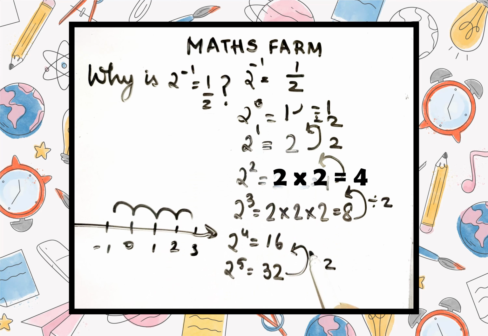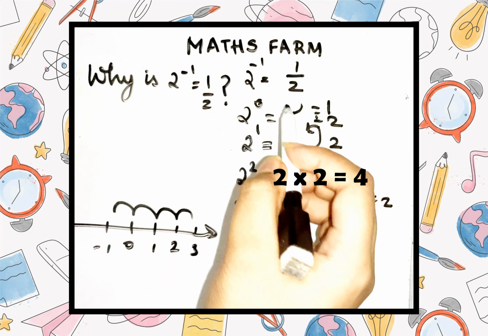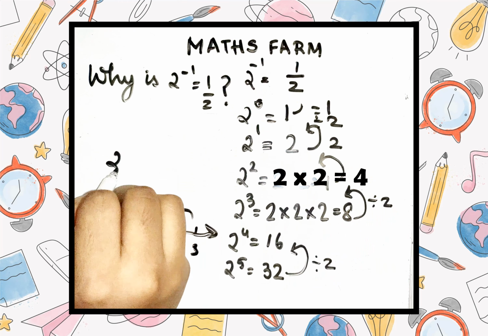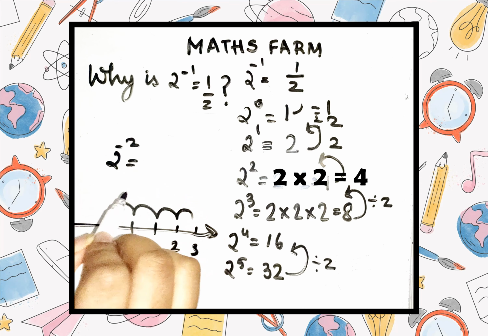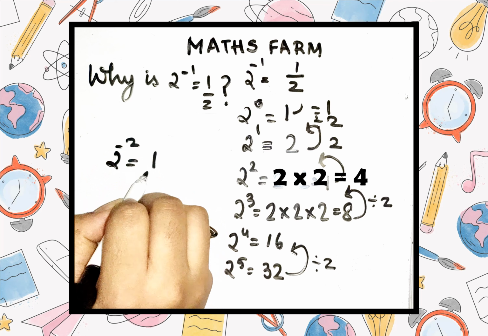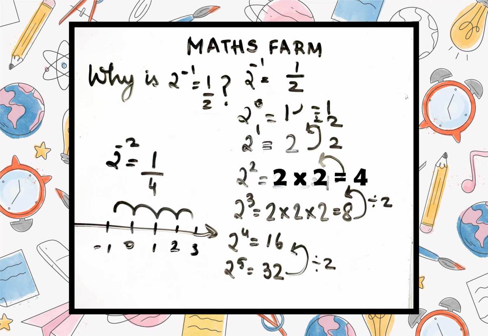So this is a pattern which you can see: when we go backwards, it is getting halved. So what will 2 to the power minus 2 be? 2 to the power minus 2 would be 1 by 2 divided by 2, which will be 1 divided by 4. Okay, so this pattern will continue.